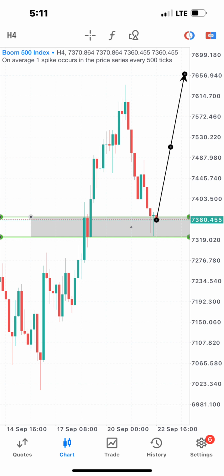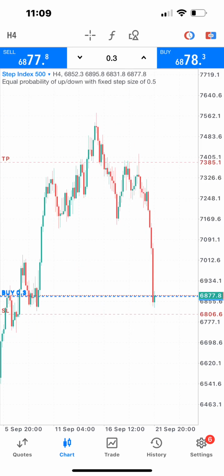As you can see, this is the Boom 500 index. I've already marked it out, and I've also shared this setup with my VIP members. So I just want to execute this trade. I'm going to be taking my entries as soon as the 4 hour candle closes. Already you can see that confirmation candle at that demand zone which I marked.